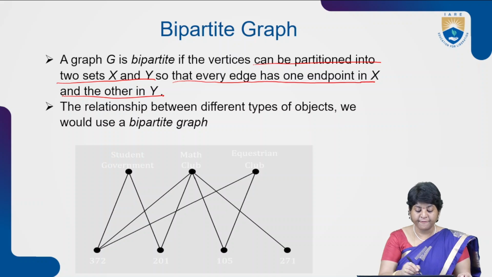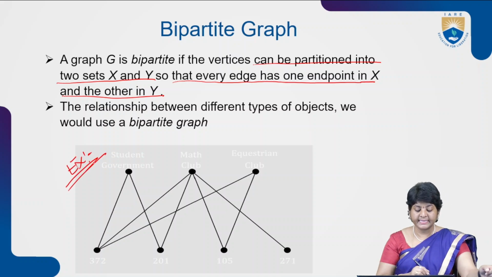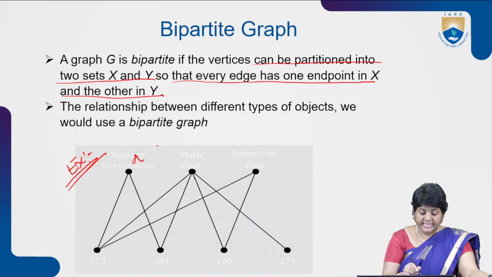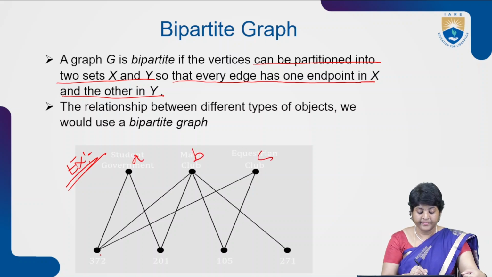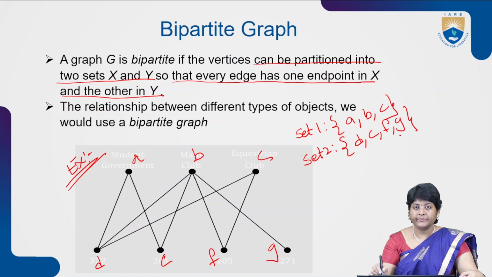So here is a graph where the vertices A, B, C, D, E, F, G. In this given graph, A, B, C comes under set 1. And for set 2, D, E, F, G.